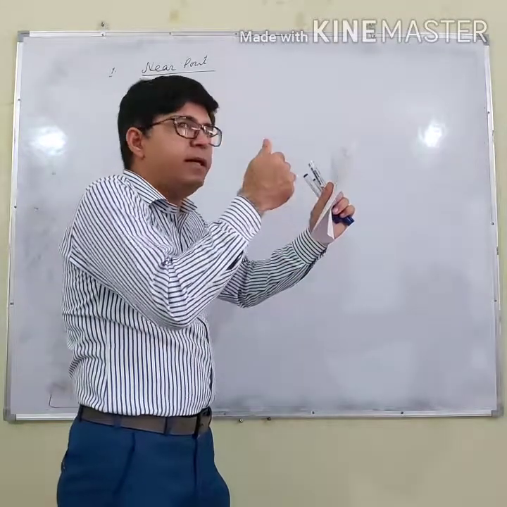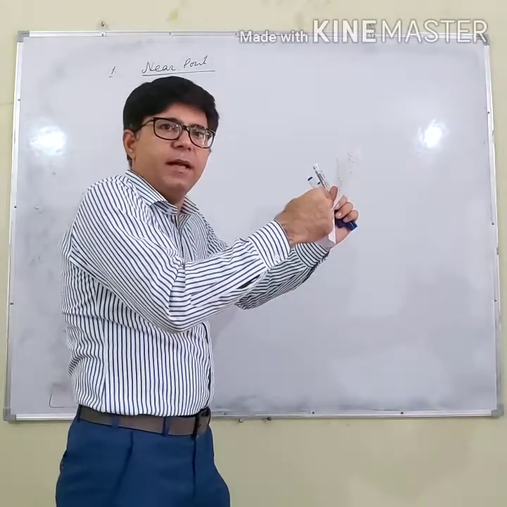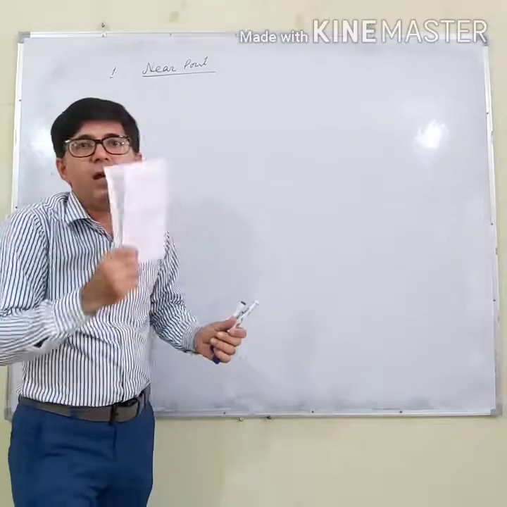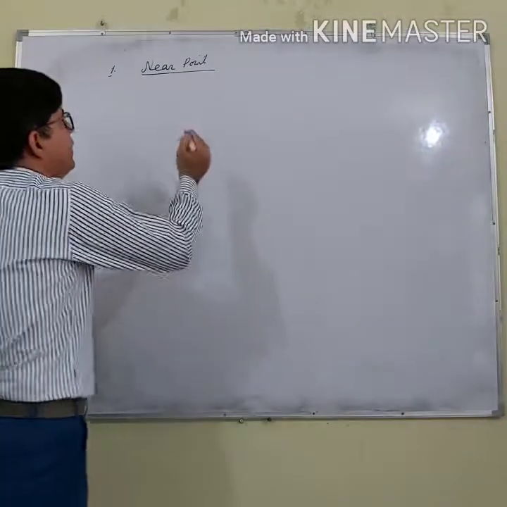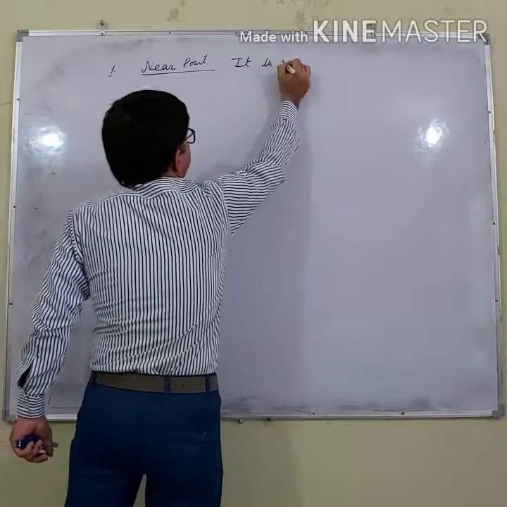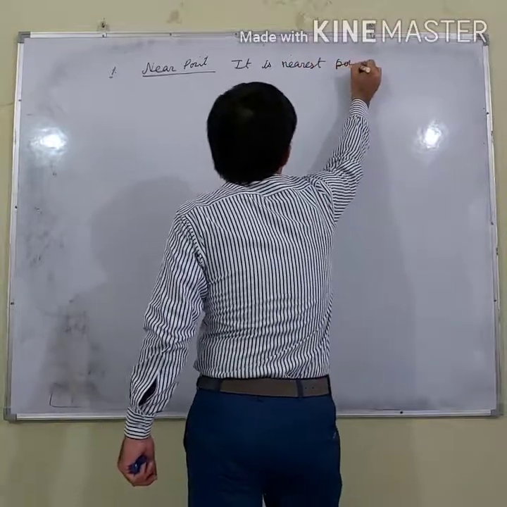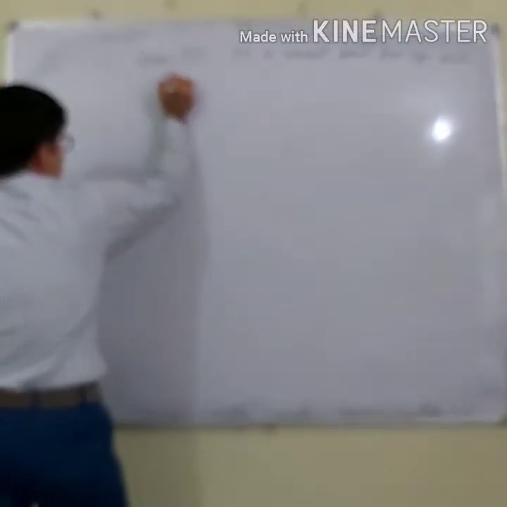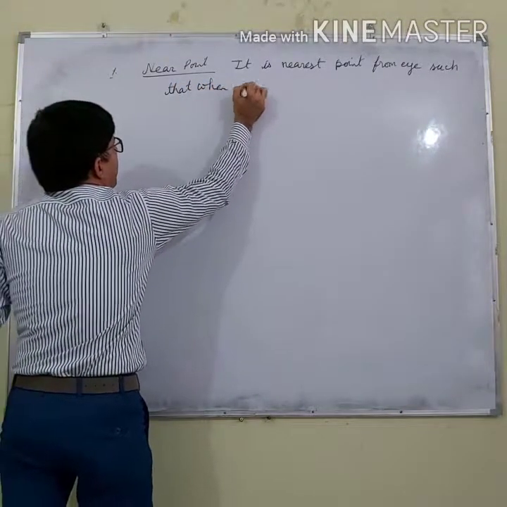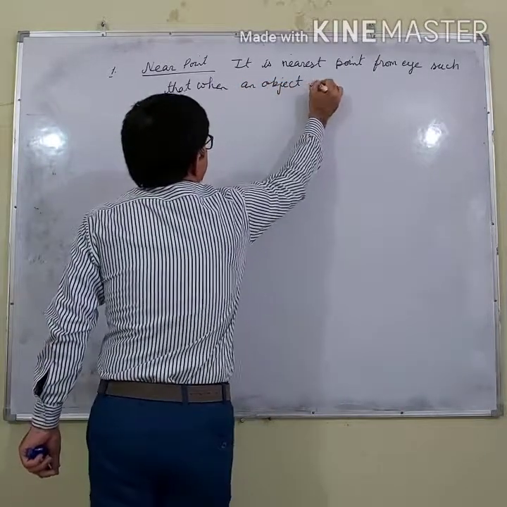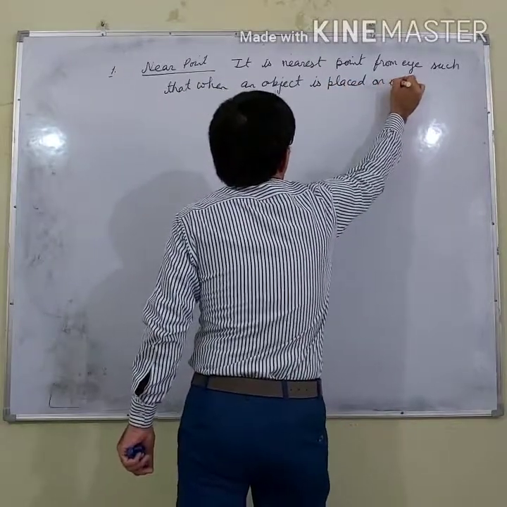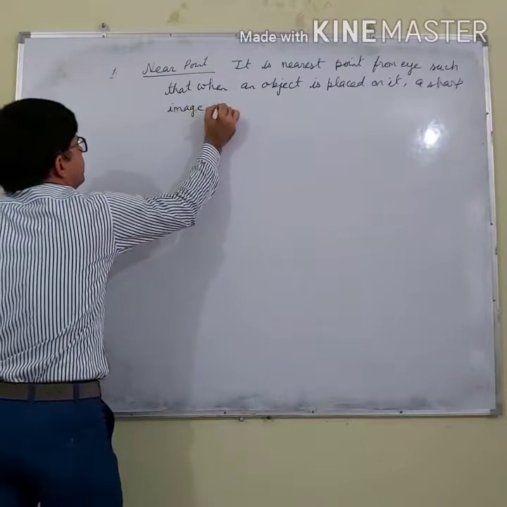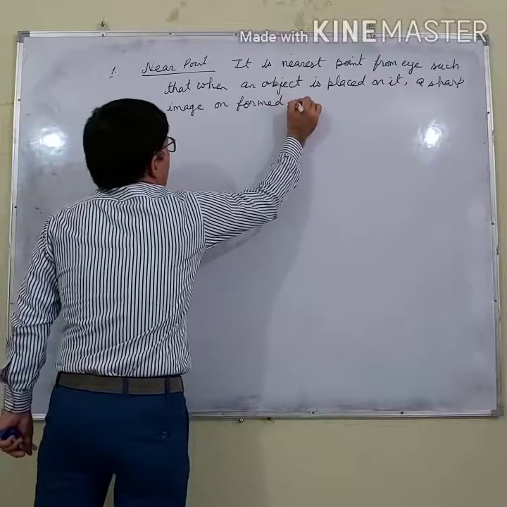So what can I say? The near point is the nearest point from the eye such that when an object is placed on it, a sharp image is formed on the retina.